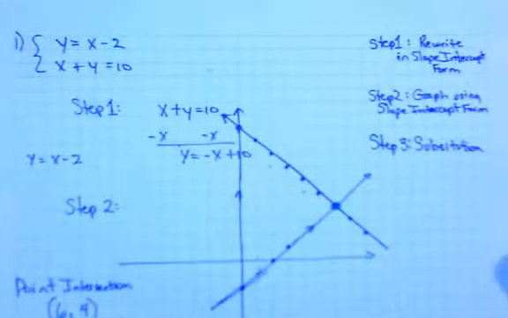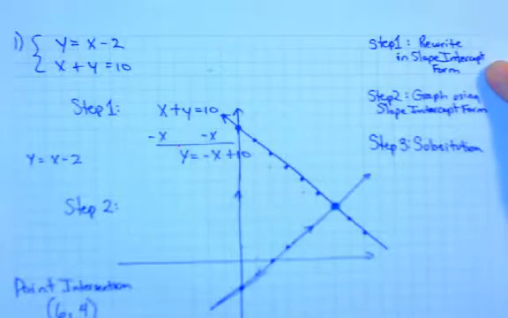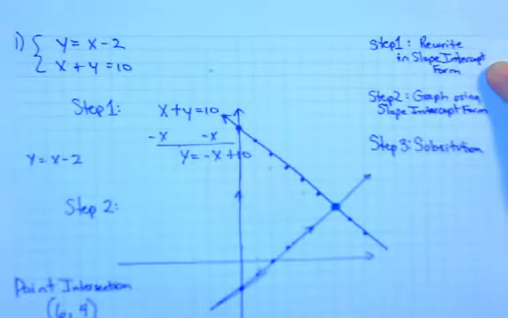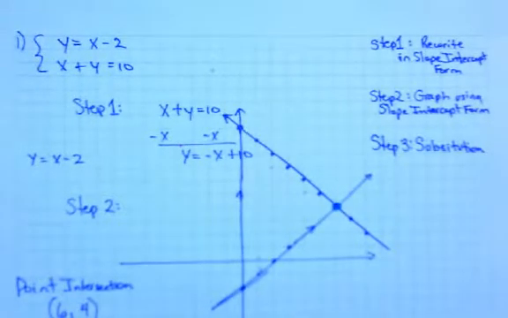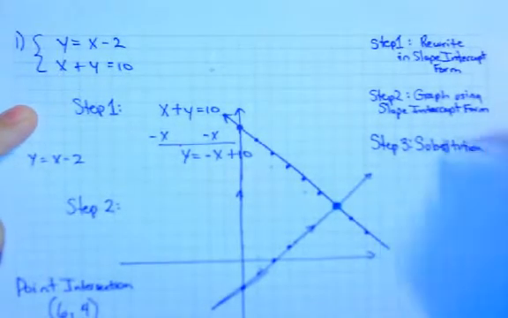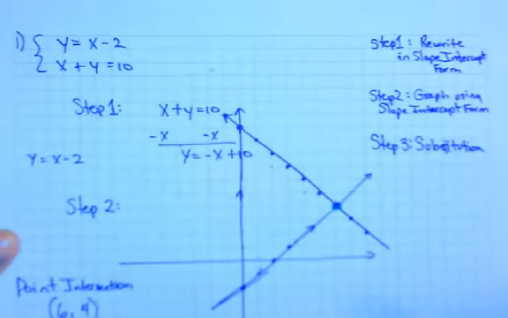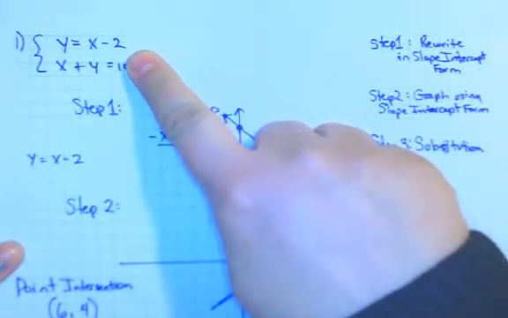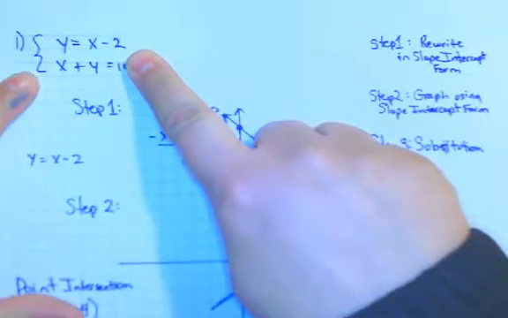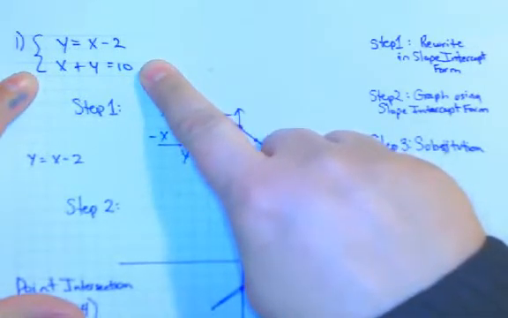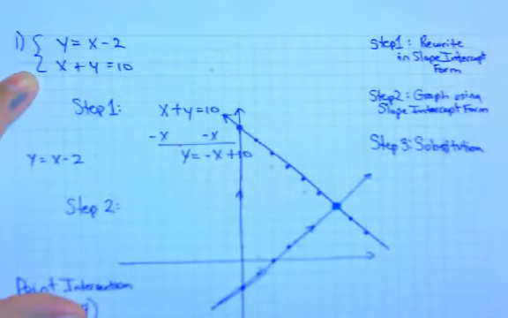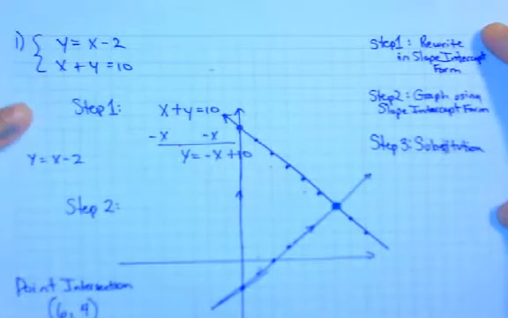So right here, we have number 1. I wrote step 1, rewrite in slope-intercept form. Step 2, graph using slope-intercept form. And step 3, substitution. I spelled that wrong. Let me go back and change that. Substitution. Alright, so you have your system of equations. y equals x minus 2, x plus y equals 10.